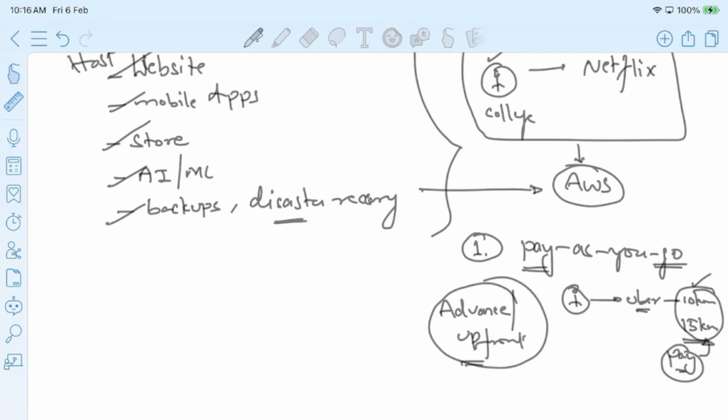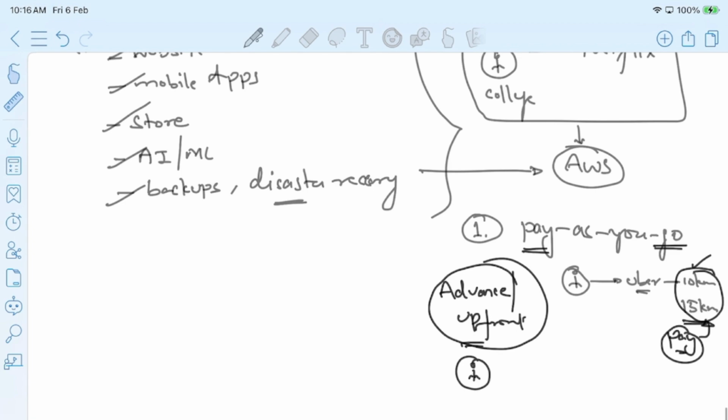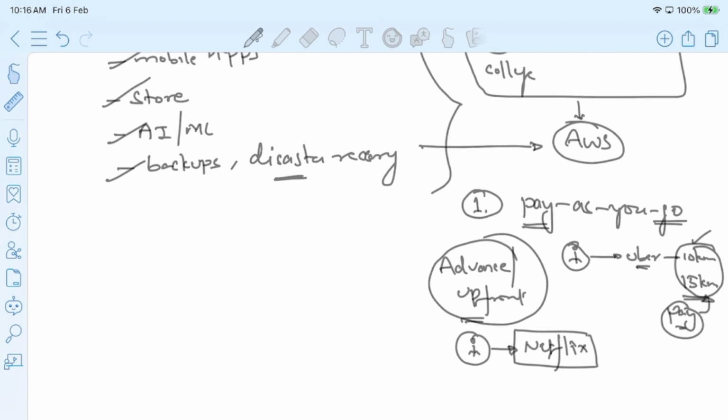To make these terms clear, let's say this is me, and I want to use the Netflix platform. What I need to do is take a subscription a month before, and it is up to me whether I am watching movies or not. But a month before, I need to take a subscription. Then only do I have access to Netflix. This is what advance or upfront means.